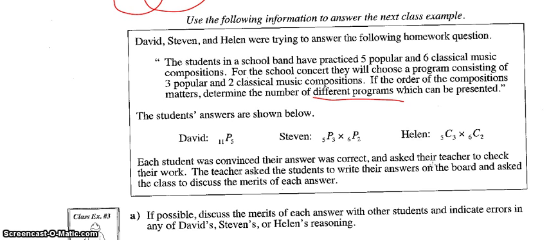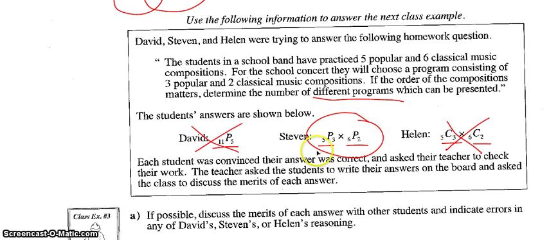So what to do? The following students say, okay, the first one says there are total 11 songs, just choose 5, and since order matters, this is what you do. Of course it's wrong because you have popular and classical. So Stephen says, okay, how about this? And then Helen says this one, where the order doesn't matter, which is also wrong.